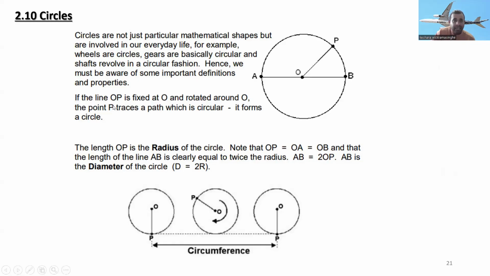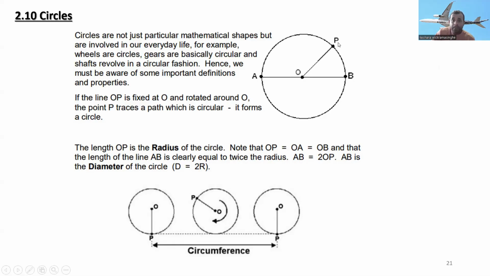If the line OP is fixed at O and rotates around O, the point P traces a path which is circular and forms a circle. If there's a line here, and here is the point O, and it rotates around O, then you can make a circle. The length of OP is the radius. Remember, the length of OP is the radius of the circle.